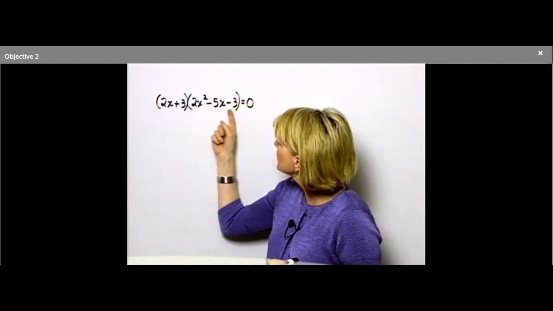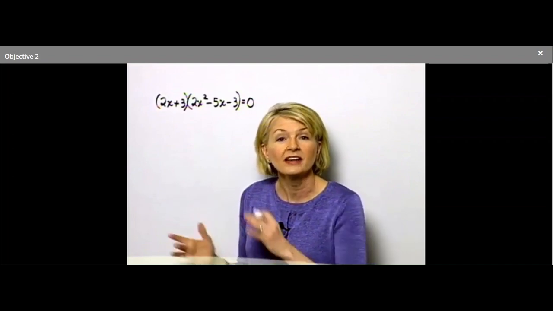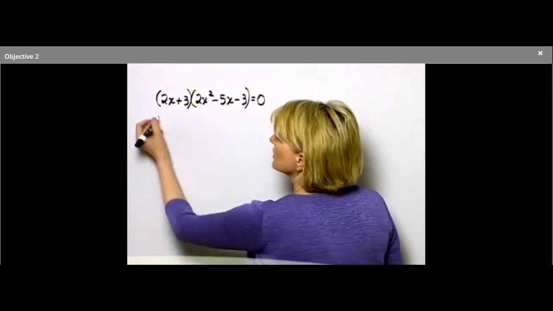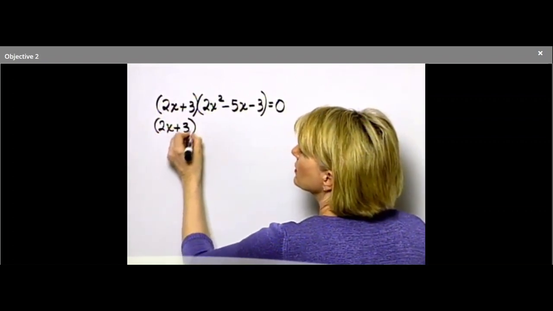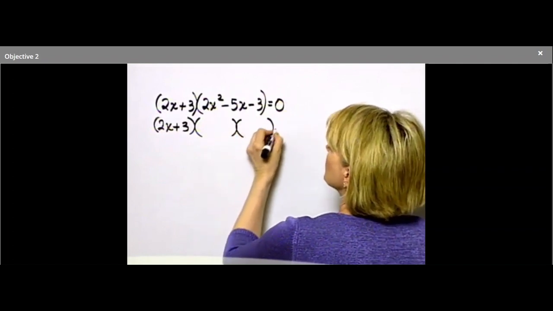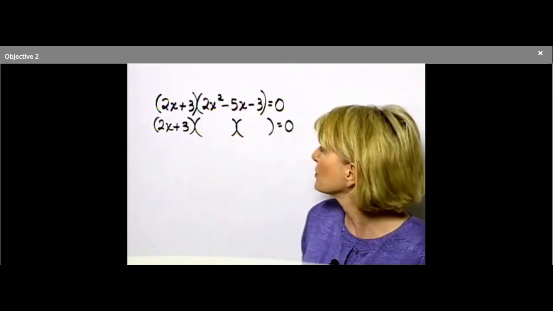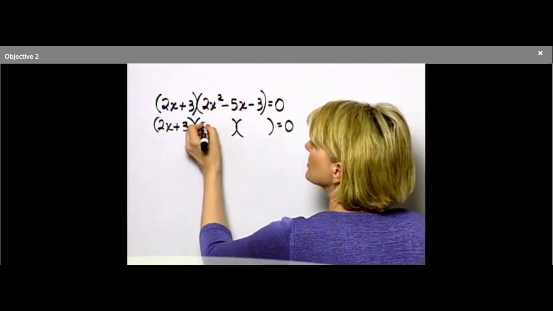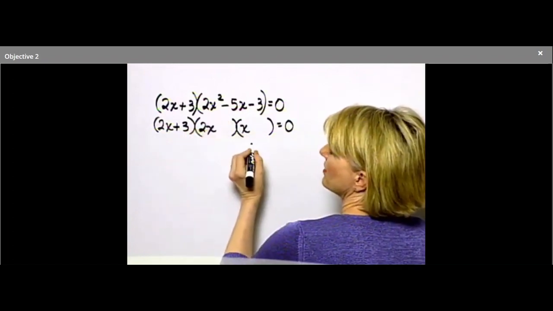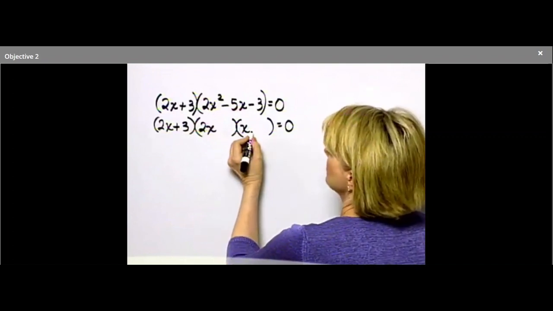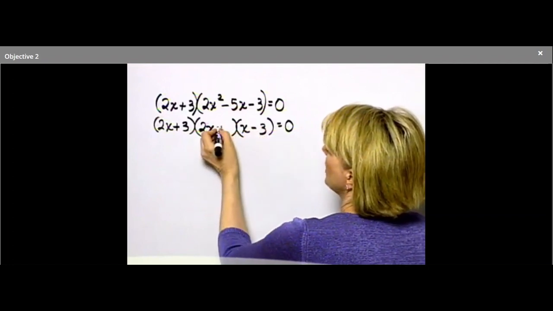So let's concentrate on this trinomial, 2x squared minus 5x minus 3. Let's see if we can factor further. So I'll rewrite my 2x plus 3, and then I'll draw 2 sets of parentheses. And let's see if this trinomial can be factored. I'll use 2x and x. 2x and x. And I want negative 5 as the coefficient of x. What if I put negative 3 and positive 1?